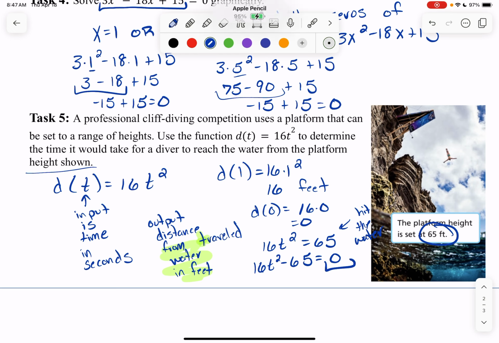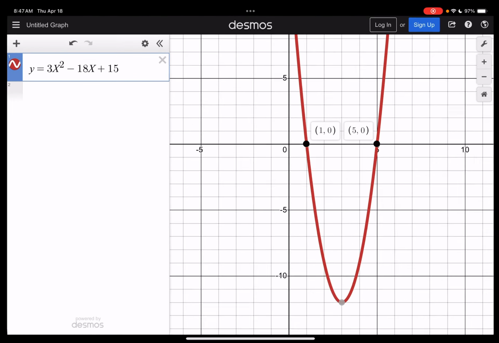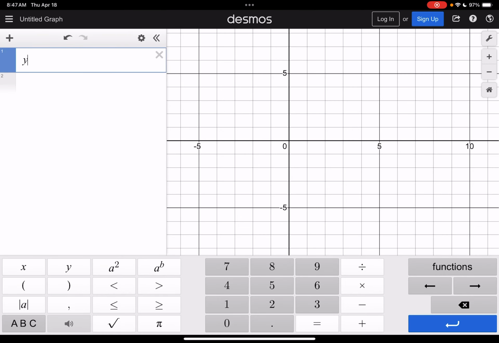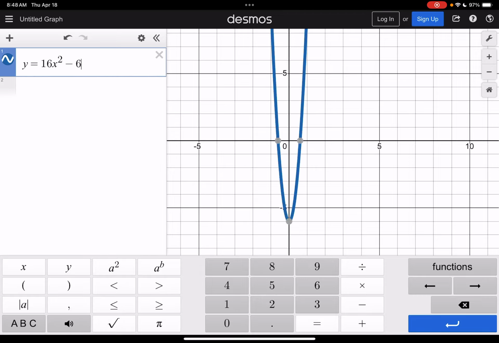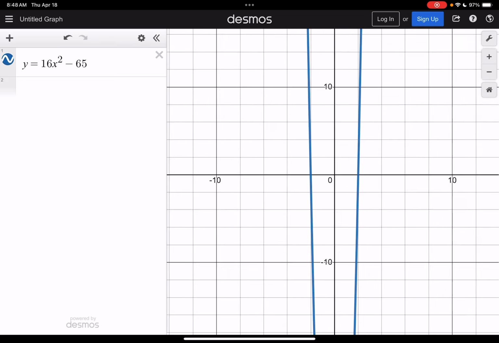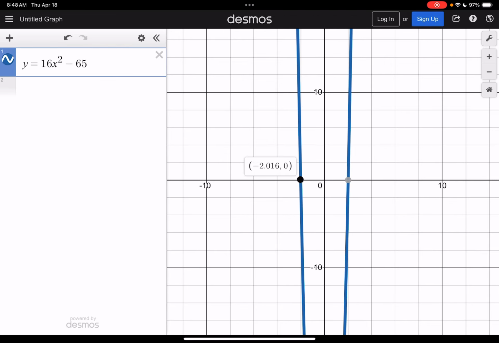Now what I'm going to do is graph this. I'm going to grab Desmos, and we're going to graph this. Y equals 16 x to the second minus 65. Okay, and we're going to look here. We get approximately negative 2.061, positive 2.061. But again, remember, this is time. We're finding the time it takes me to hit the water. I can't go back in time. That negative time makes no sense.